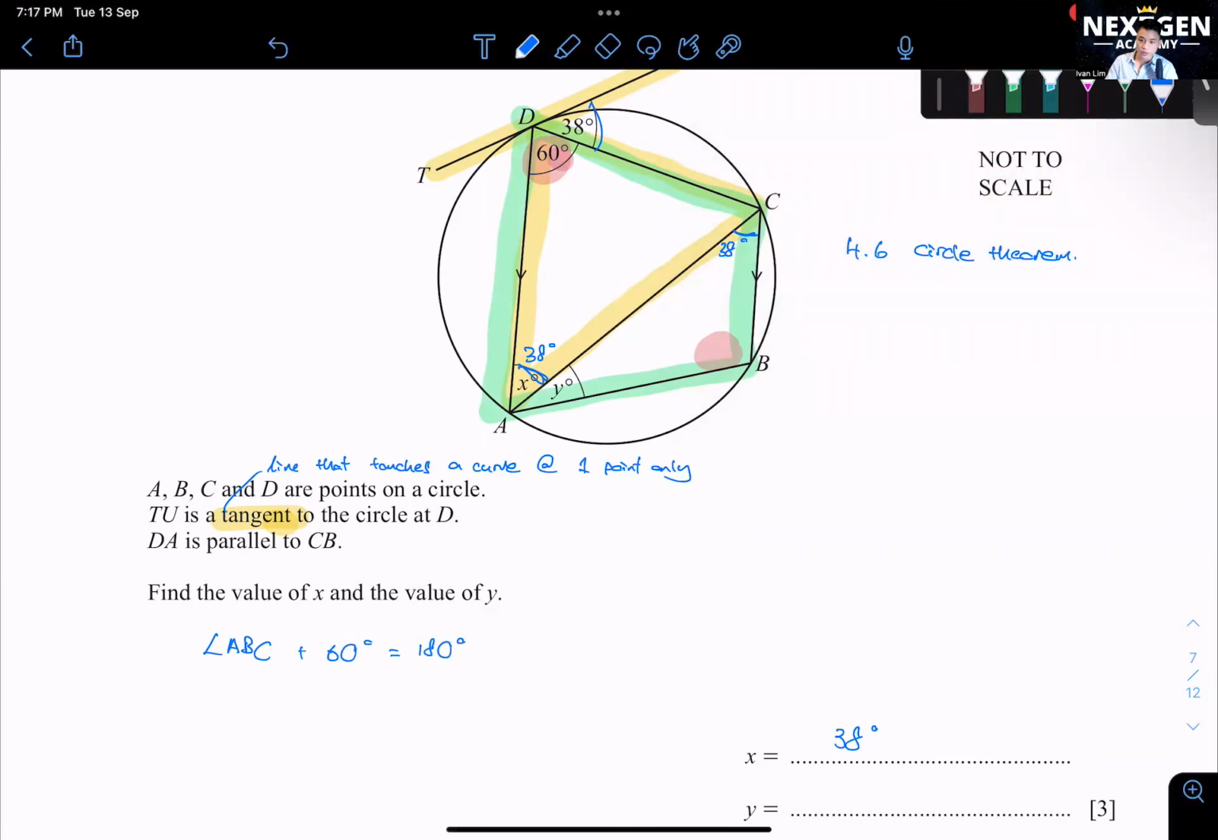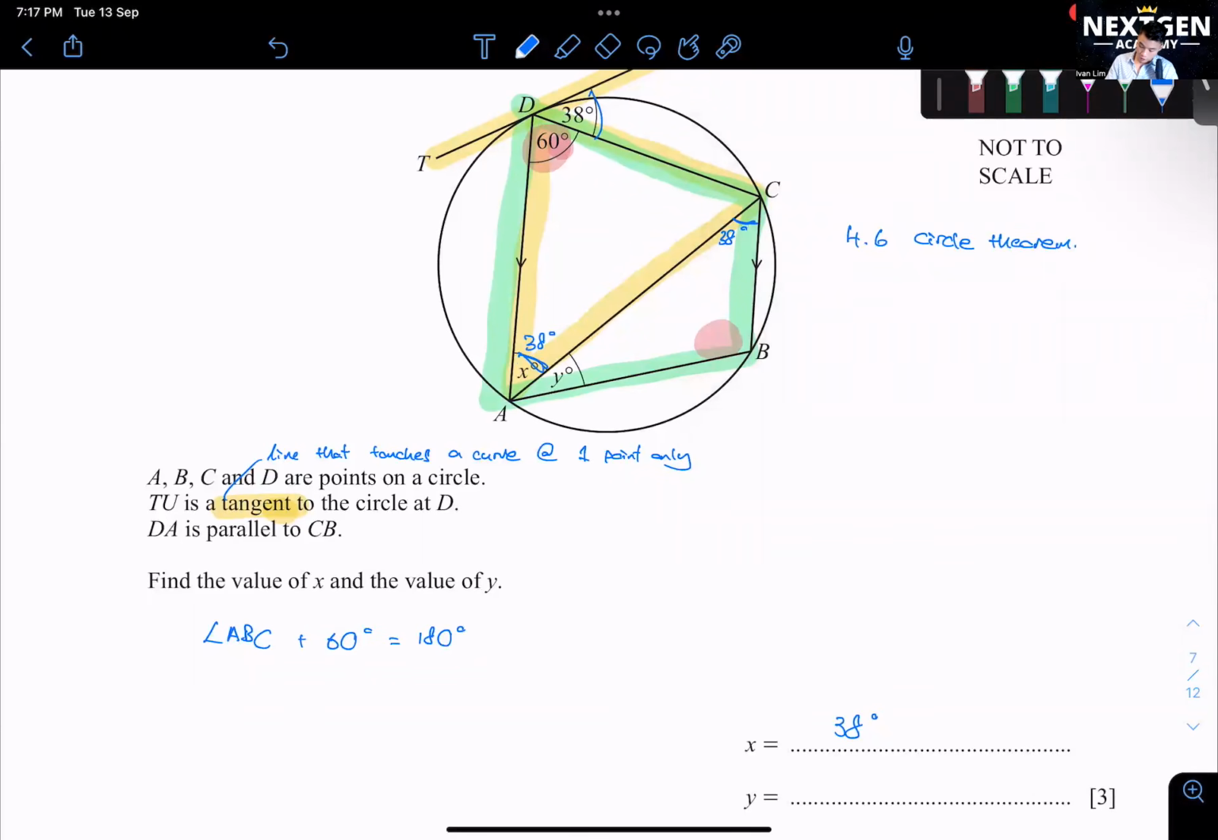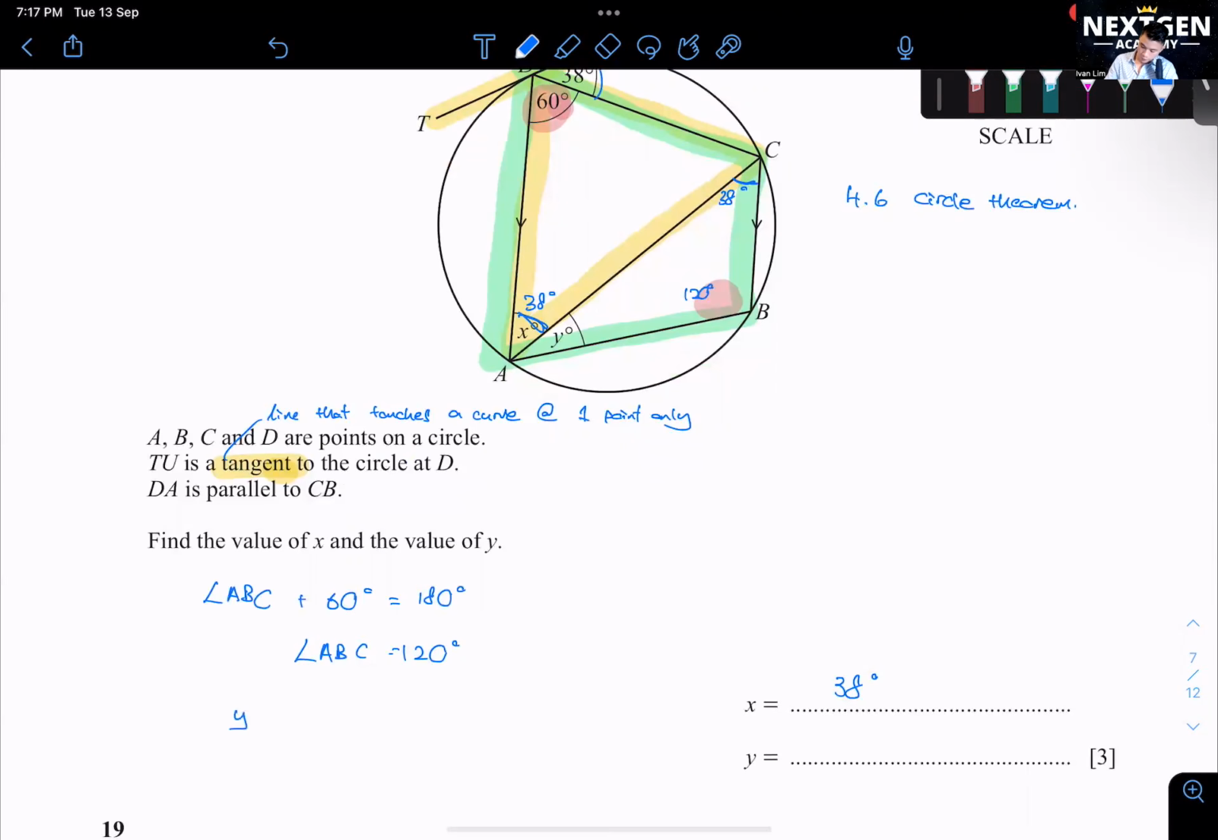So all these are properties of the circle theorem that you all need to know. Then angle ABC will be equal to 120 degrees. Therefore, angle Y will be 180 minus 120 minus 38 because of the triangle inside, which will give 22 degrees. Answer for question 17, 3.37. Look into the mark scheme.